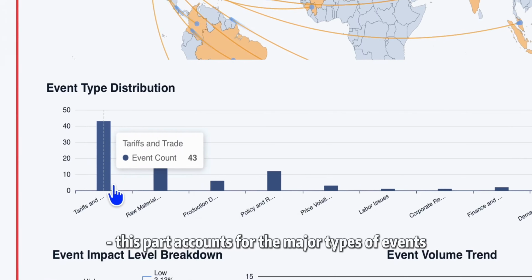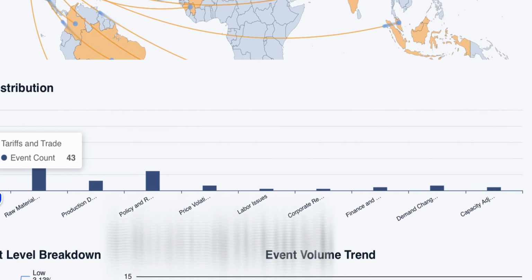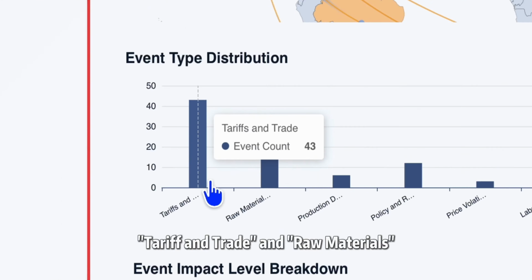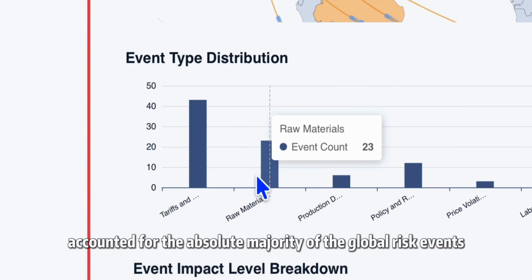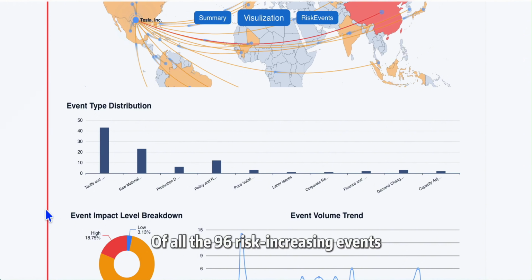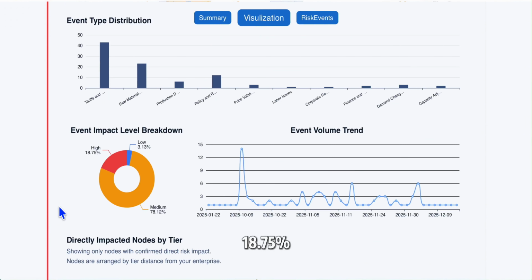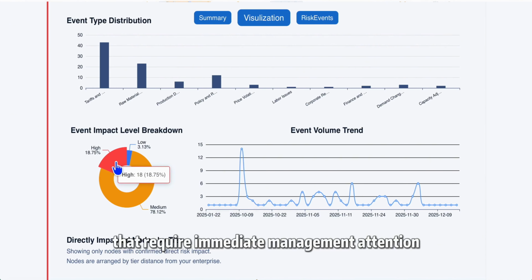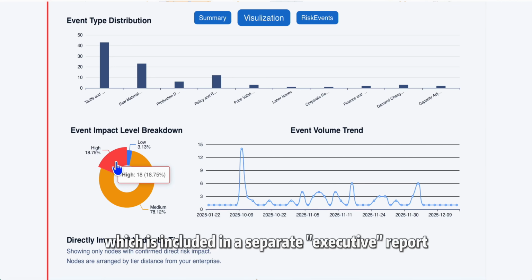Event type. This part accounts for the major types of events that have caused global supply chain disruptions. In Tesla's case, tariff and trade and raw materials accounted for the absolute majority of the global risk events that may impact Tesla's supply chain. Of all the 96 risk-increasing events, 18.75%, or 18 events, were identified as high-risk events that require immediate management attention, which is included in a separate executive report.